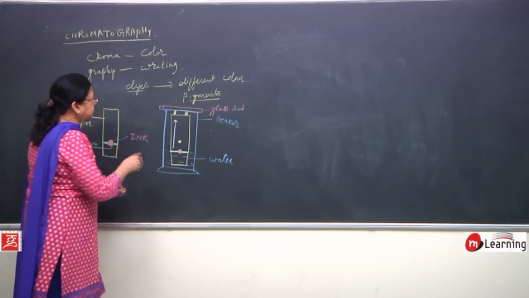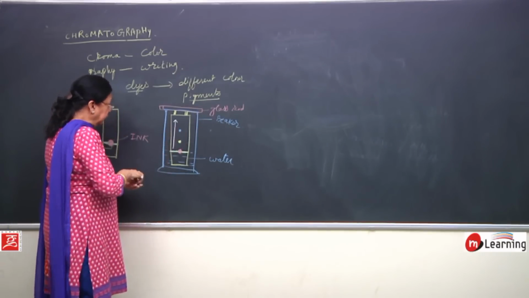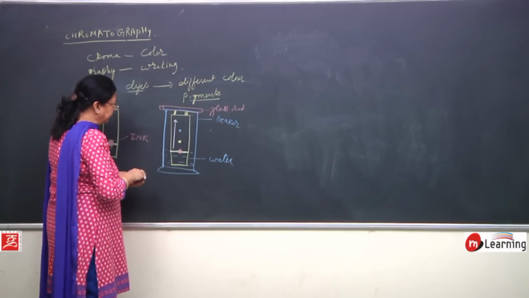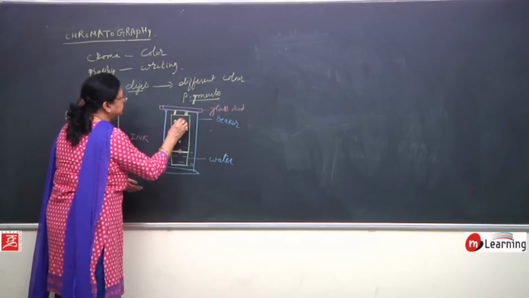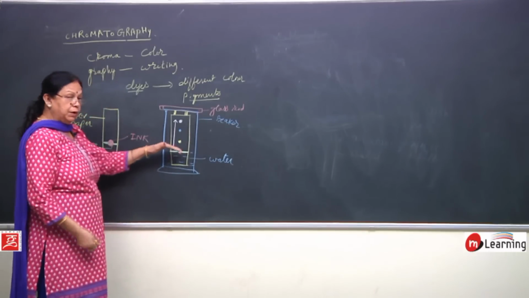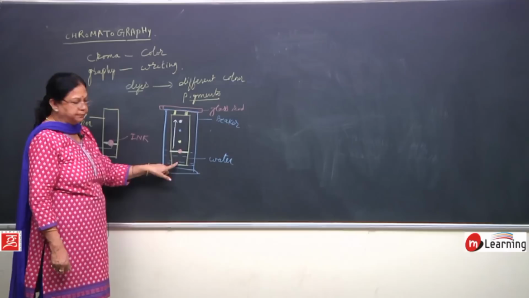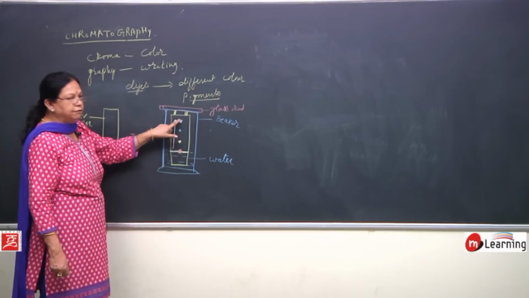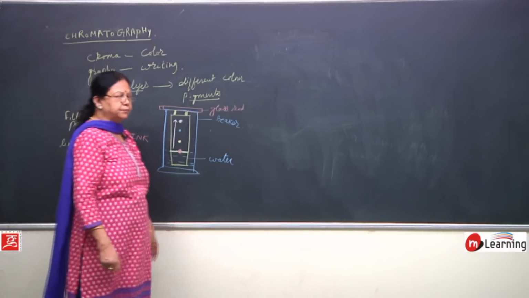Some have reached up to this point. Then some have reached up to this point. Right? It will all depend upon their solubility in water. So, in this way we can separate different pigments of dye, right.